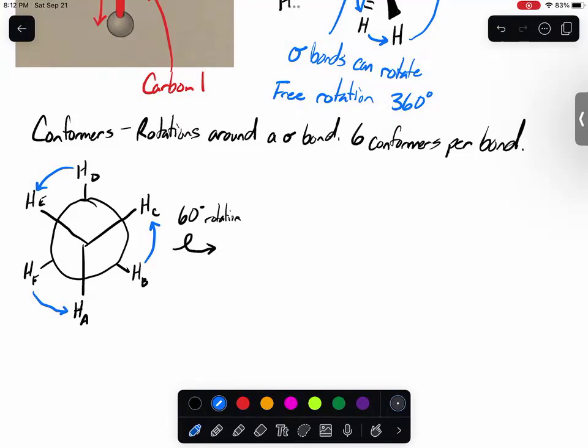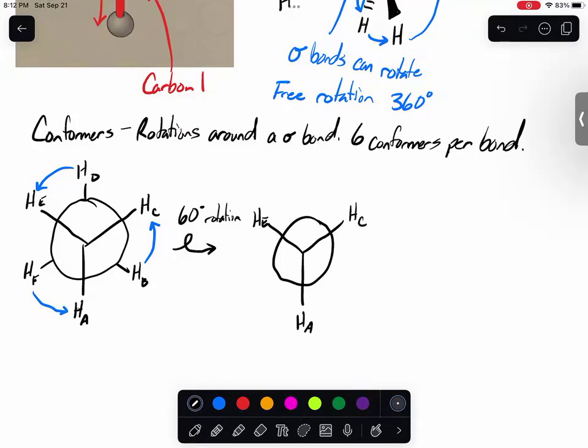Notice how we're not moving any of the front hydrogens, right? They're all staying in place because we're not going to rotate that carbon. If we did that, it wouldn't be a conformer. We're just rotating the entire molecule. So once we've done this, right, the front carbon has not moved. Everything is exactly where it was before. HE, HC, and HA. But now HB has moved to where HC is.